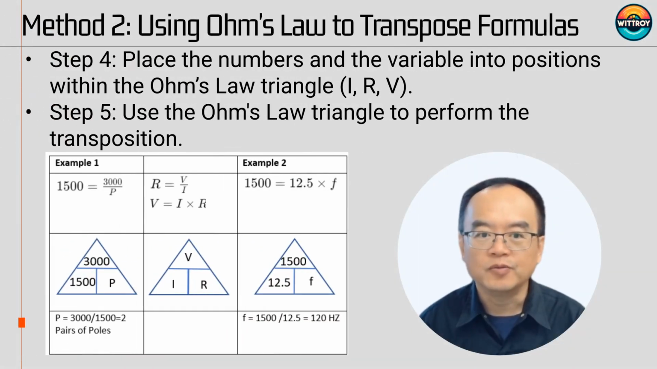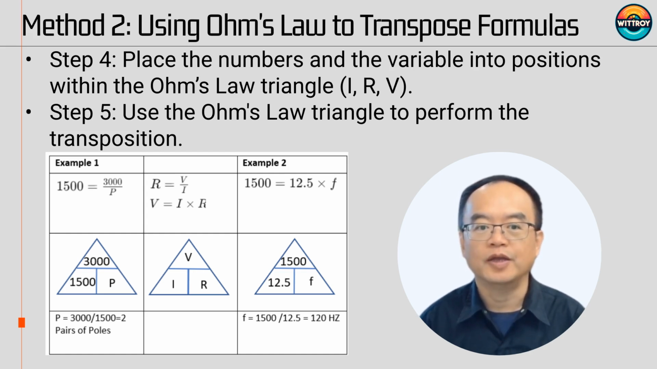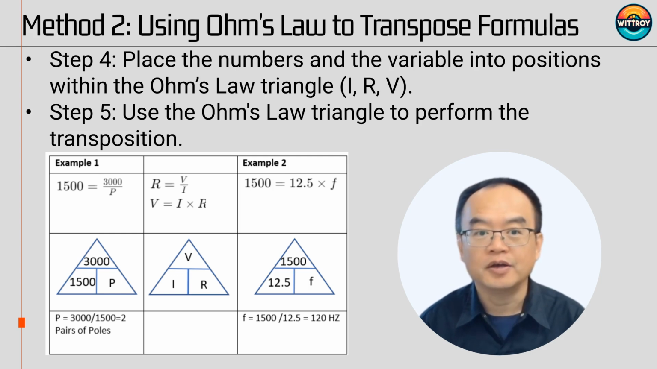Now let's move on to Step 4 and Step 5. Step 4. Place the numbers and the variable into positions within the Ohm's law triangle, I, R, V, based on the simplified formula layout. Example 1 for the equation 1500 equals 3000 over P. This is similar to R equals V over I. In Ohm's law, place 1500 in the position of I. Place 3000 in the position of V. Place P in the position of R.